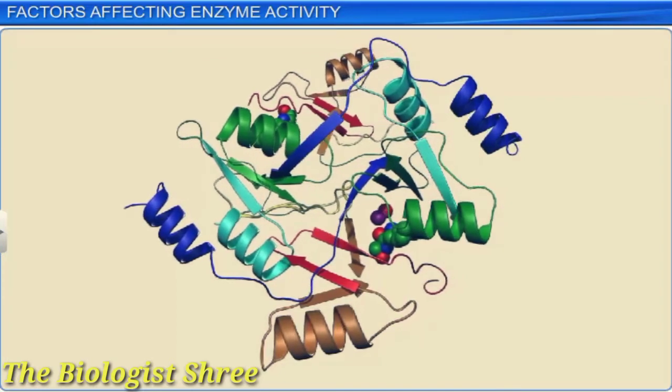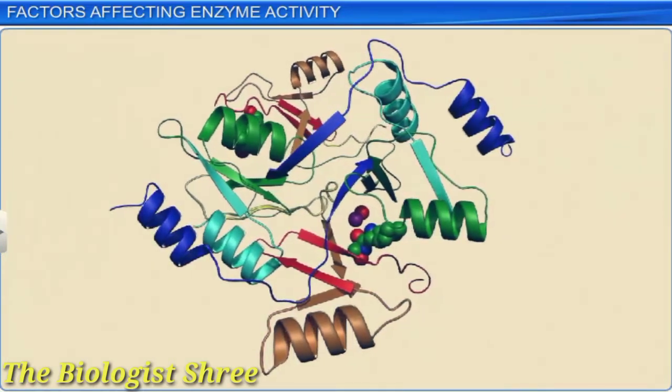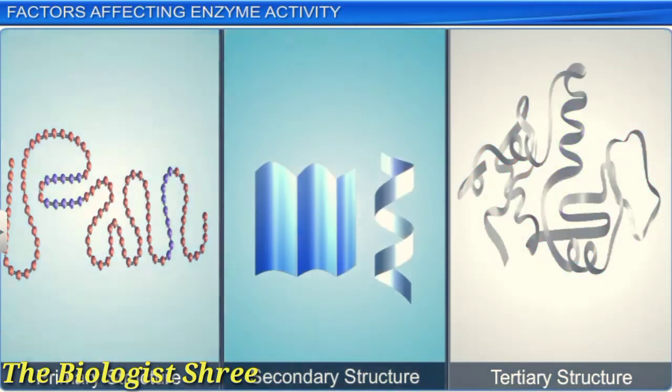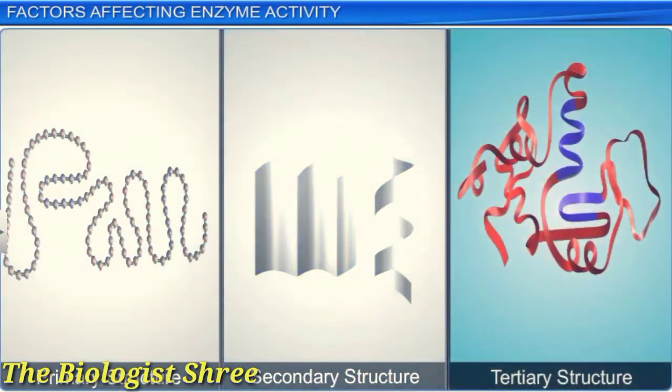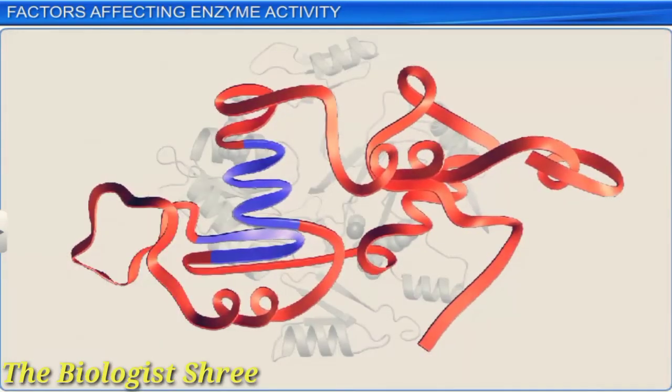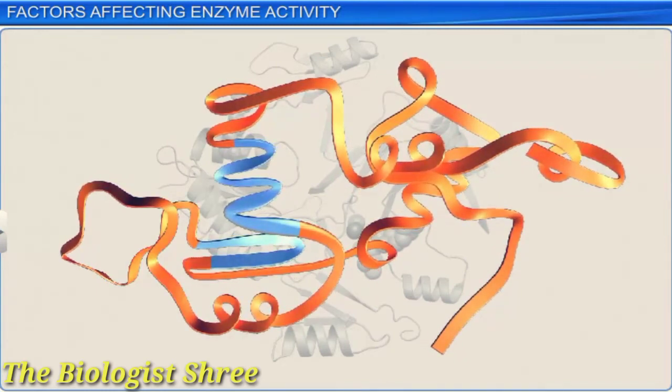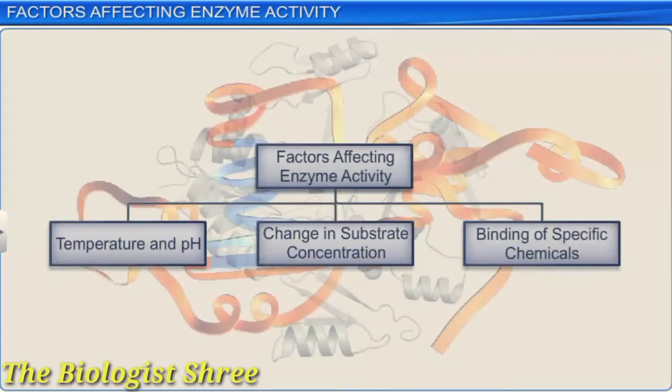Enzymes are mostly proteins, and they increase the rate of chemical reactions. Just like proteins, enzymes also have a primary, secondary, and tertiary structure. A change in a few factors can affect the activity of enzymes and can alter the tertiary structure of the protein. These factors include temperature, pH, change in substrate concentration, or the binding of specific chemicals that regulate the activity of enzymes. Let's take a look at each of these factors.